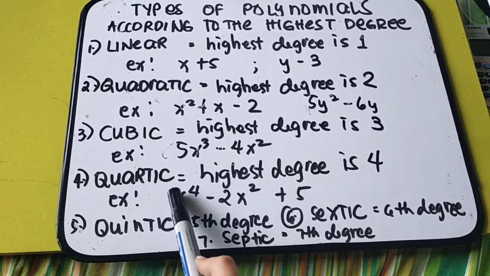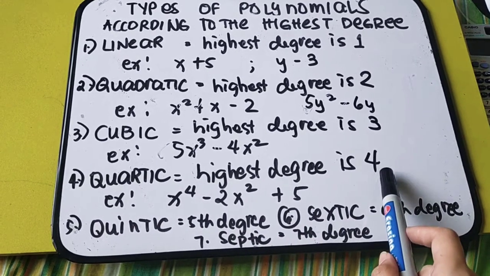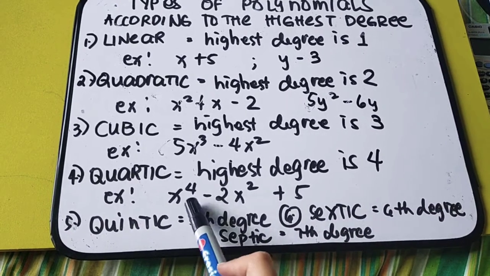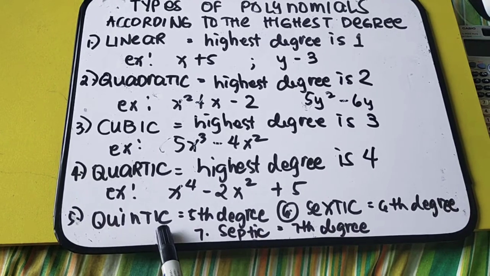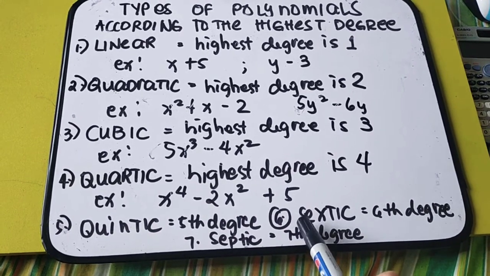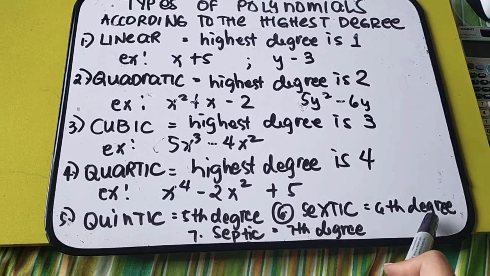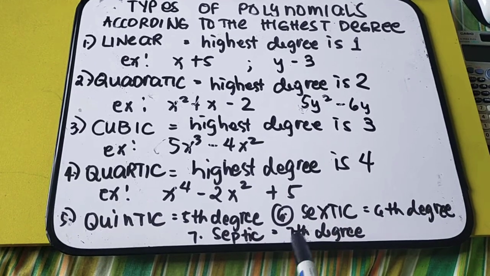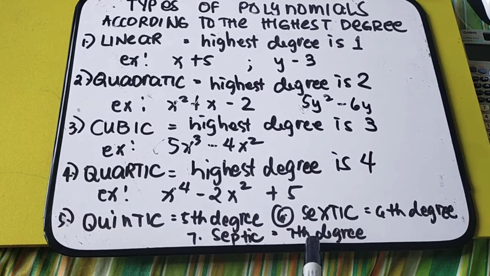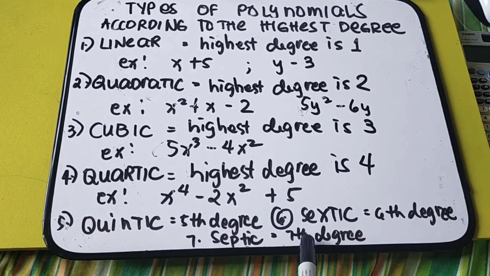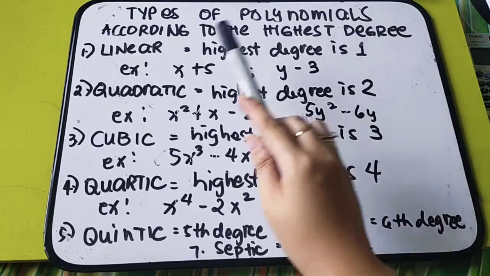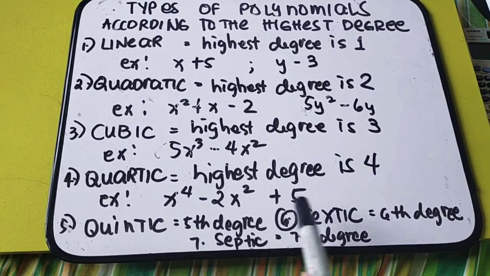Next, number 4. Quartic. The highest degree is 4. So, we have x raised to 4 minus 2x squared plus 5. Its highest exponent is 4. Right? Next, we have quintic. 5th degree. So, its highest exponent is 5. Next, 6, sextic. So, we have 6th degree. And 7, we have septic. That is 7th degree, the highest exponent. Again, look at the exponent of the variable, whichever is highest. Then, these are the types by highest degree. We have linear, quadratic, cubic, quartic, quintic, sextic, septic.